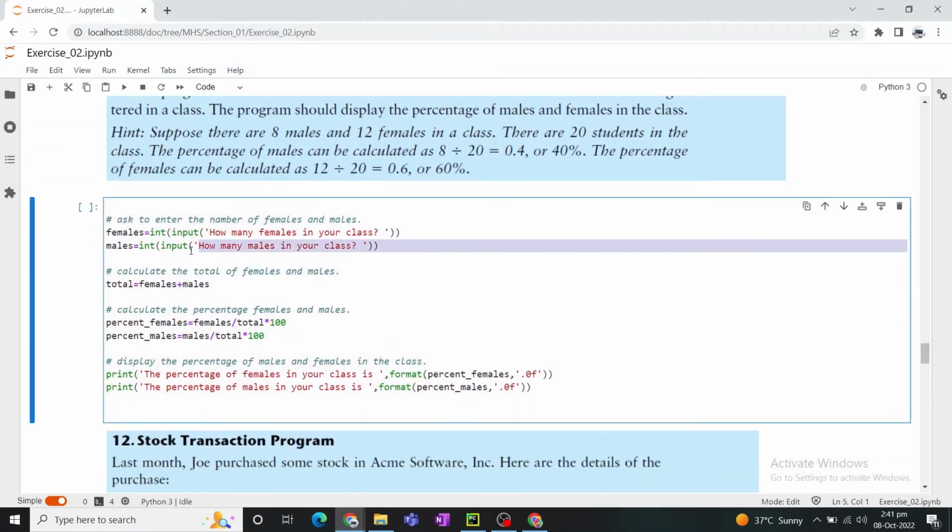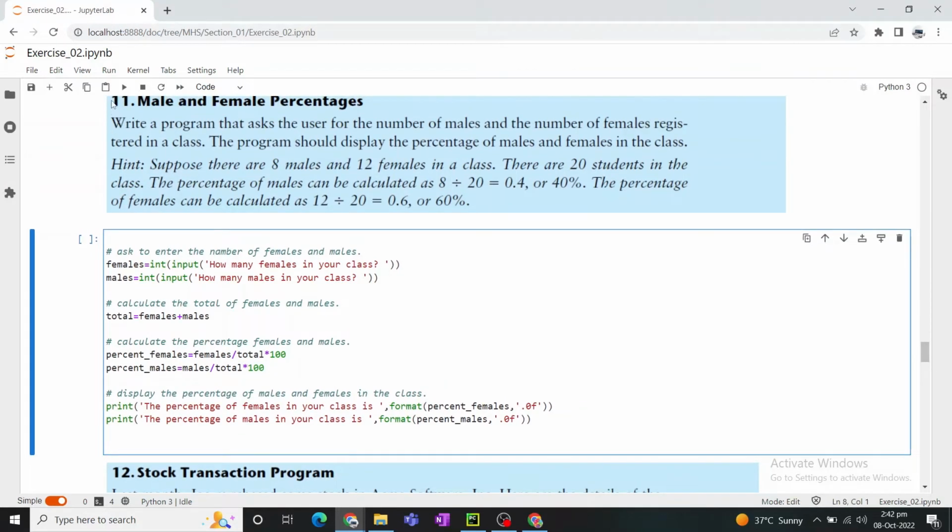So over here we are taking the males and females, and we will compute the total, because we have to divide by the total number of males and females over here, and we can see we are multiplying by 100 to obtain the percentage of males and females.